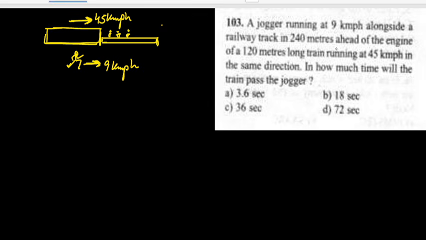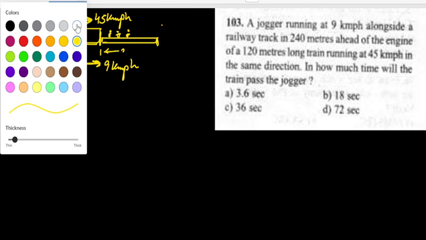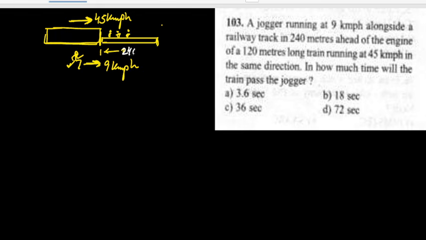Along with that they have given the length of the railway track, that means the platform. This is 240 meter, my friend. Let me use another color. And the length of the train is also given to us, which is 120 meter. So this concept we learned yesterday.